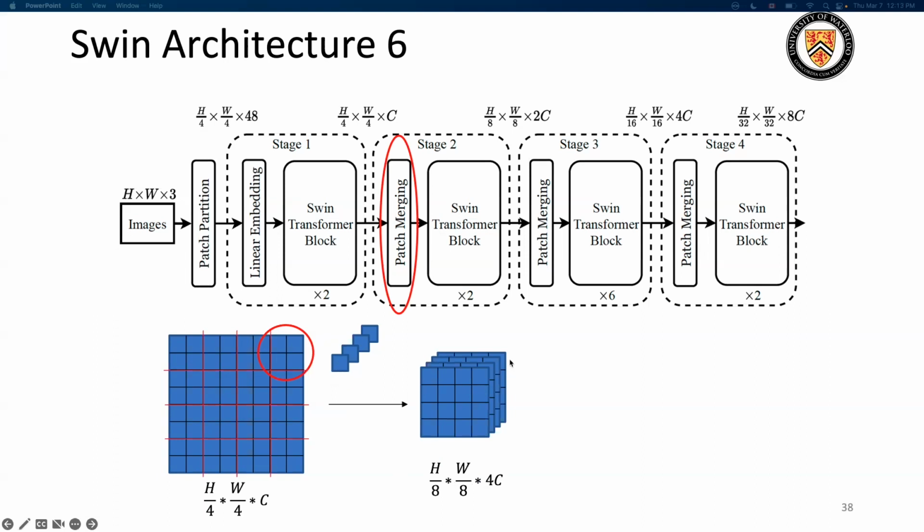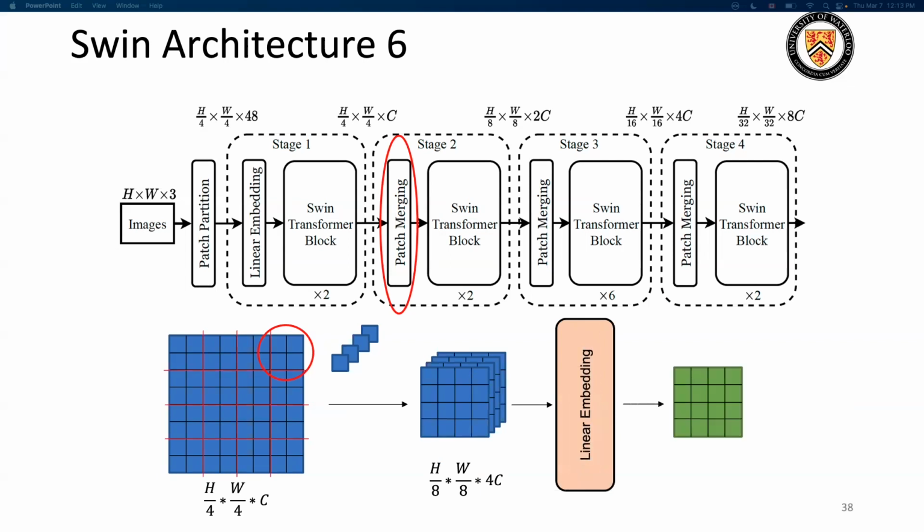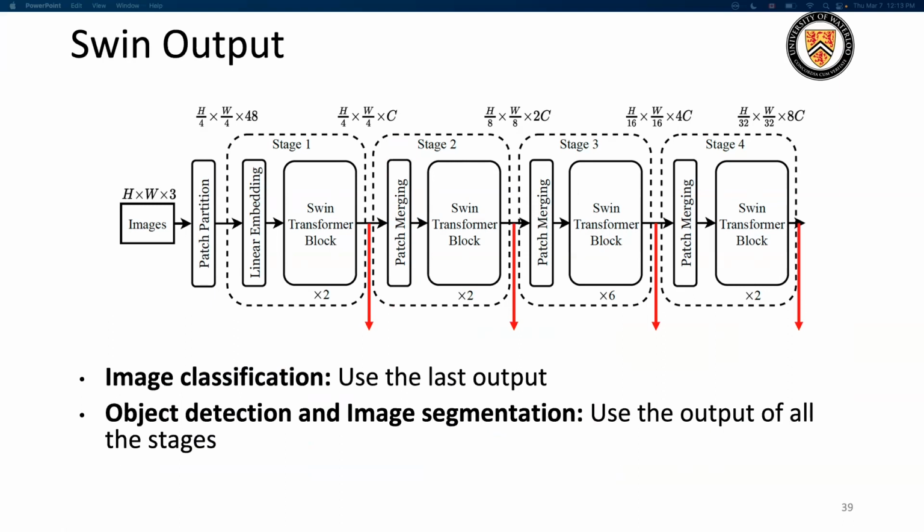Now this is 4C. This goes through a linear embedding layer. This linear embedding will change the dimension from 4C to 2C. And that will be the input of the second Swin transformer block. And so on. So this process goes on for 4 stages that you see here. Now, we can use the output of this model for different tasks. For image classification, we can use the last output. And for object detection and image segmentation, we can use the output of all these stages.